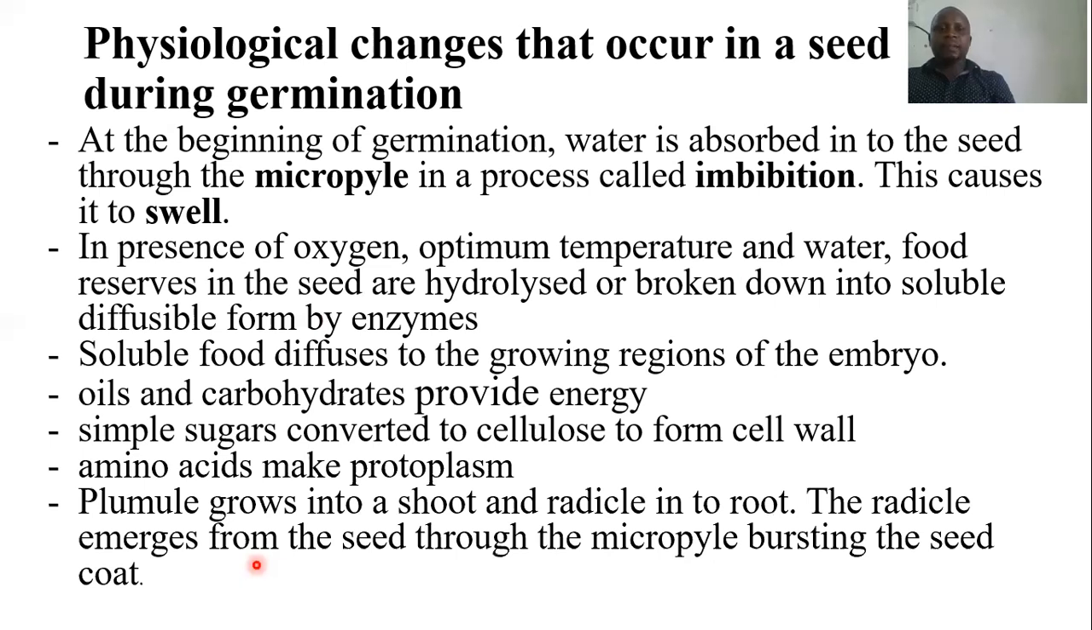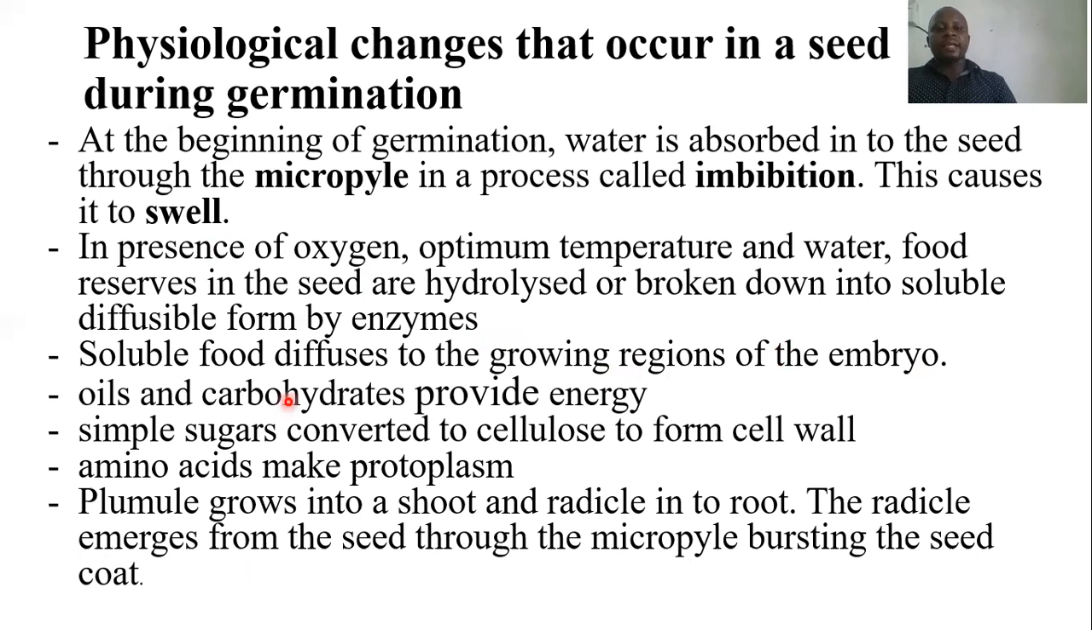So first, the seed will absorb water through the micropyle, a process called imbibition, and this will cause the seed to swell. Then if there is oxygen, optimum temperature, and water, the food reserves in the cotyledons will be hydrolyzed, broken down into their simpler forms. The soluble food will diffuse to the growing regions of the embryo, and then they will be assimilated.